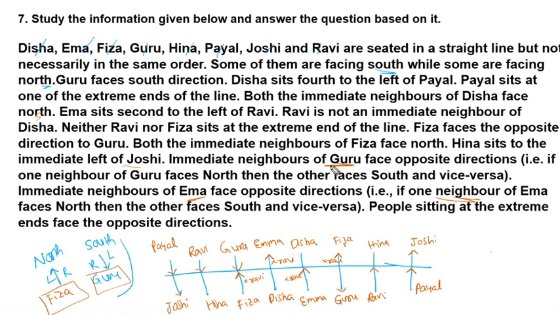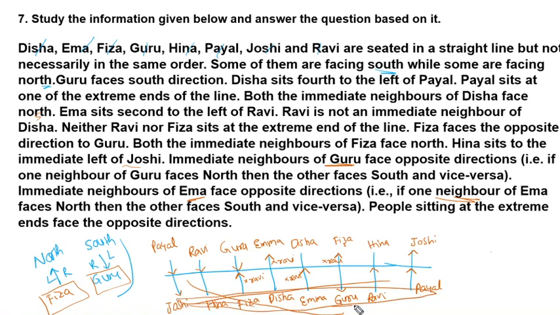Immediate neighbors of Guru are facing opposite directions. So one neighbor of Guru is Ravi facing south, the other immediate neighbor Emma is facing north. Same, no issue. In the other, one neighbor of Guru is Ravi facing north, the other immediate neighbor Emma is also facing north. So by using this point, we can eliminate this possibility.